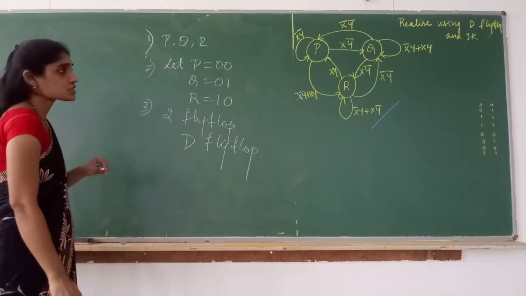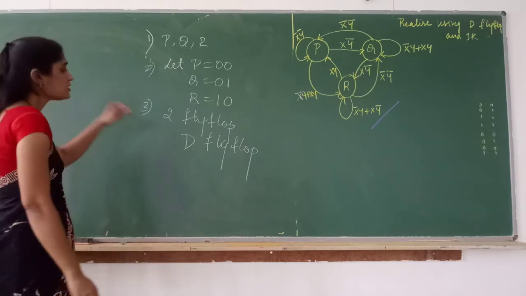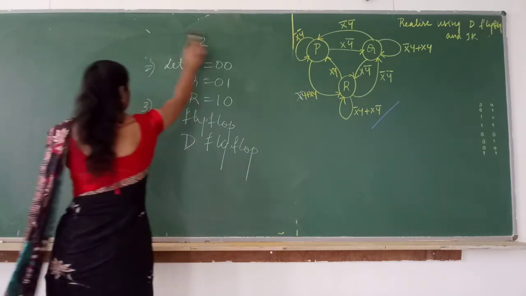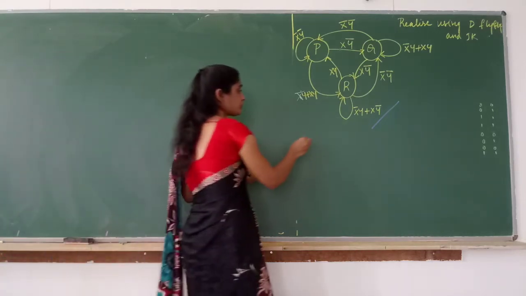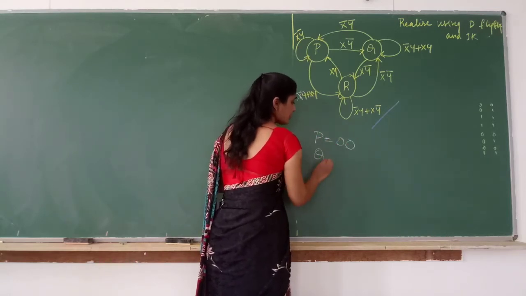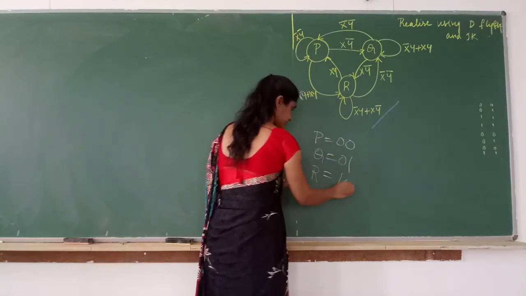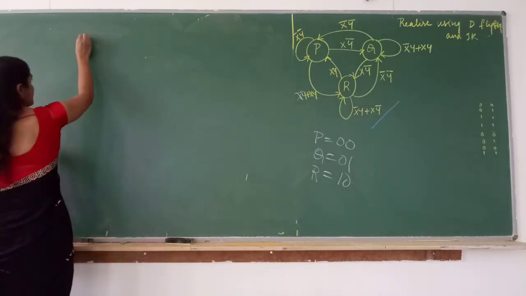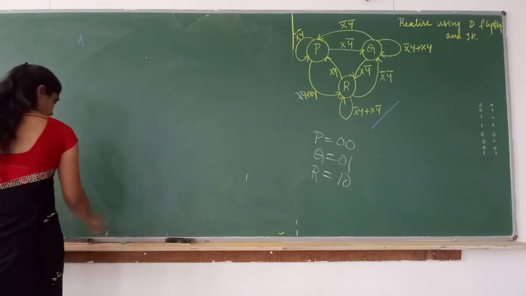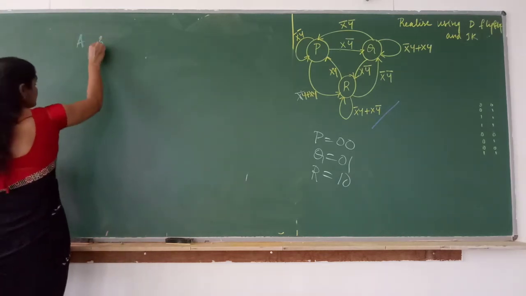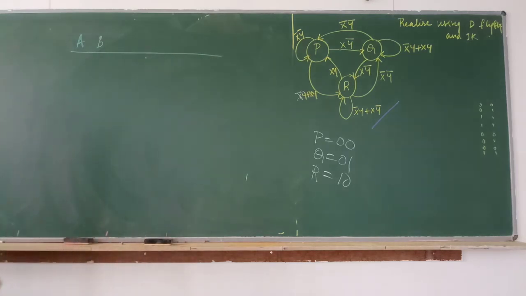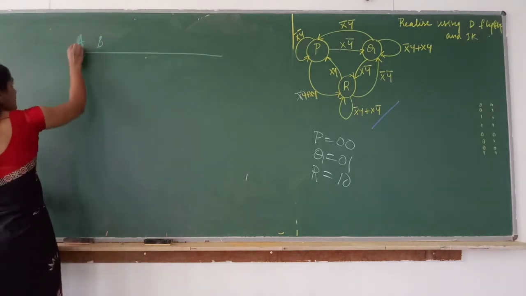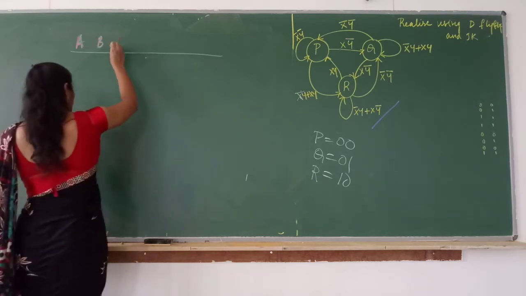So I just write the excitation table. From that you can continue and you can complete the problem. So 2 flip-flops, D flip-flops. You have to remember we have got P as 0, 0, Q as 0, 1, R as 1, 0. So how do you write the excitation table? Present state. Let me call the present state as AB. Present state AB. Then next state and input variable.